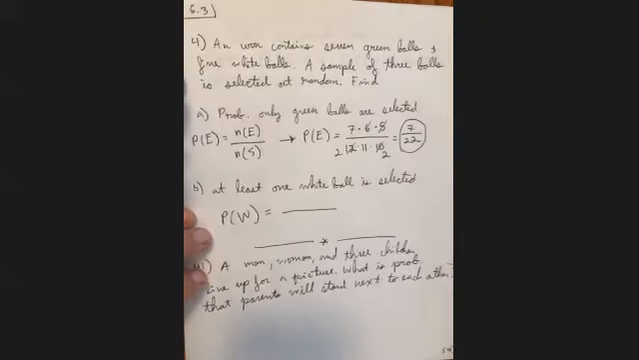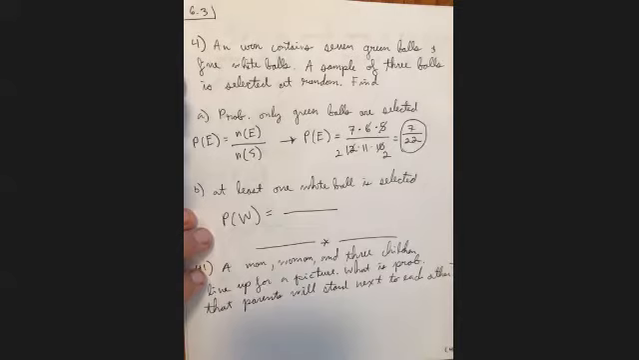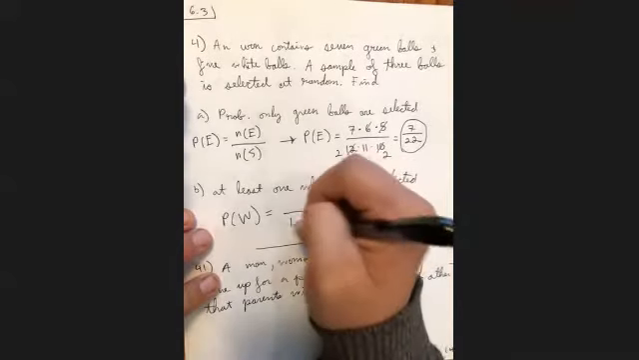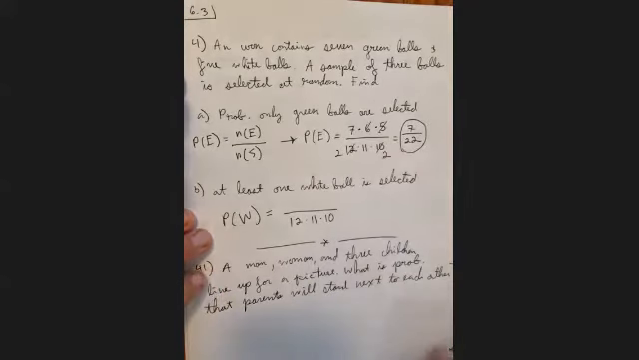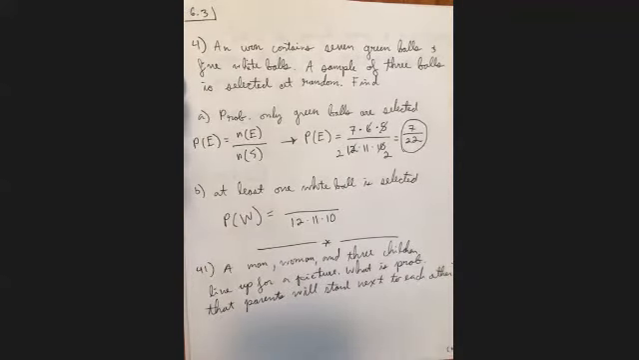We're going to approach this the same way. What are the total number of ways of selecting 3 balls? That's 12 times 11 times 10. What are the total number of ways of selecting at least 1 white ball? Okay, so this one we need to be careful.